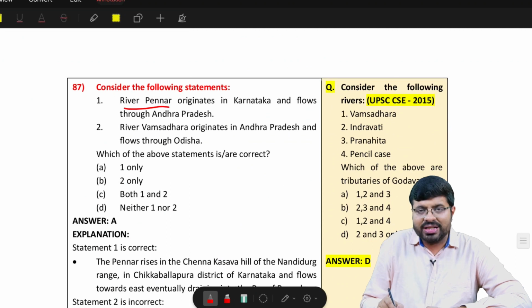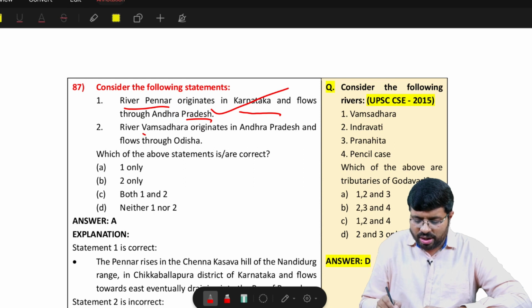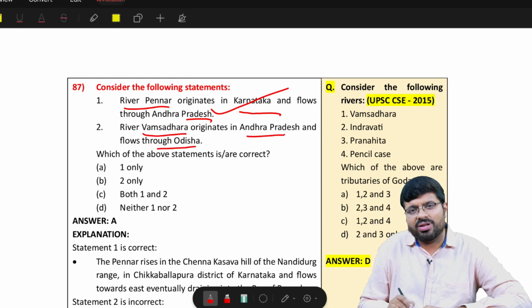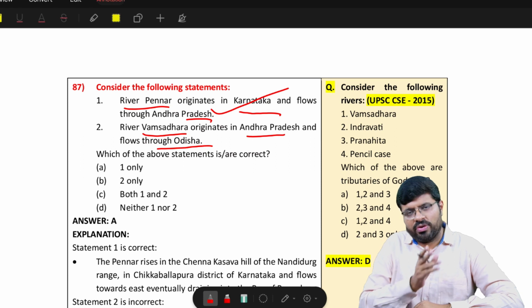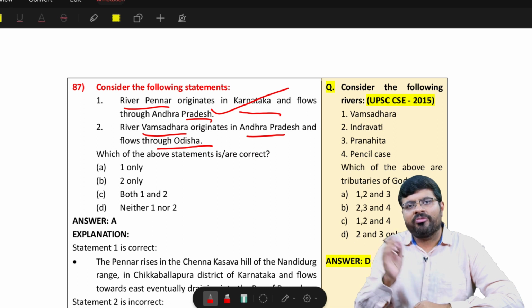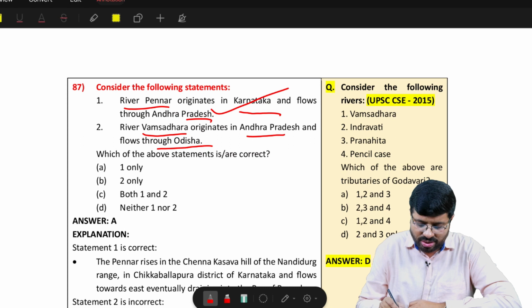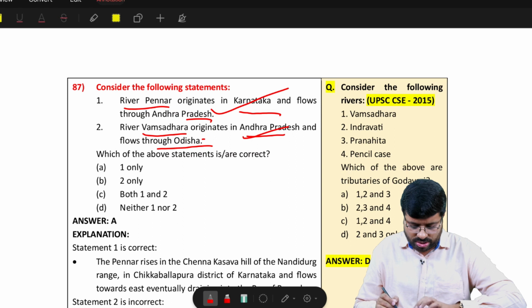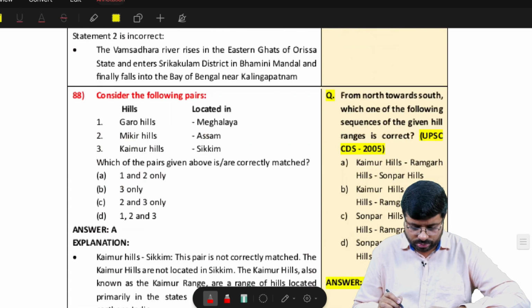River Pennar originates in Karnataka and flows through Andhra Pradesh. Yes, correct. Vamsadhara originates in Andhra Pradesh and flows through Odisha. Do you have rivers which flow towards west on the eastern side? What is the terrain? How does Godavari river flow? Flows from central plateau into the Bay of Bengal. Mahanadi into the Bay of Bengal. How could a river flow from Andhra Pradesh into Odisha? No chance. Right? So Vamsadhara originates in Odisha and flows through Andhra Pradesh. Right? So answer is A, 1 only.